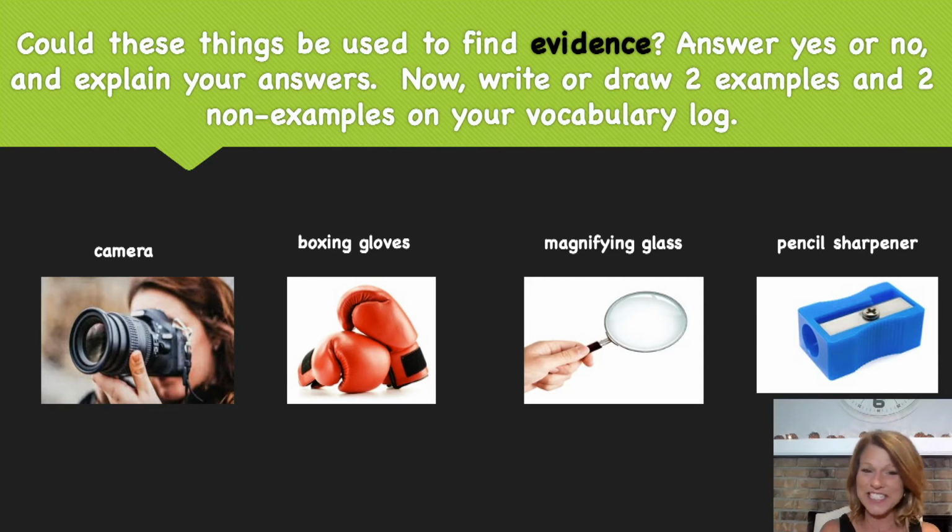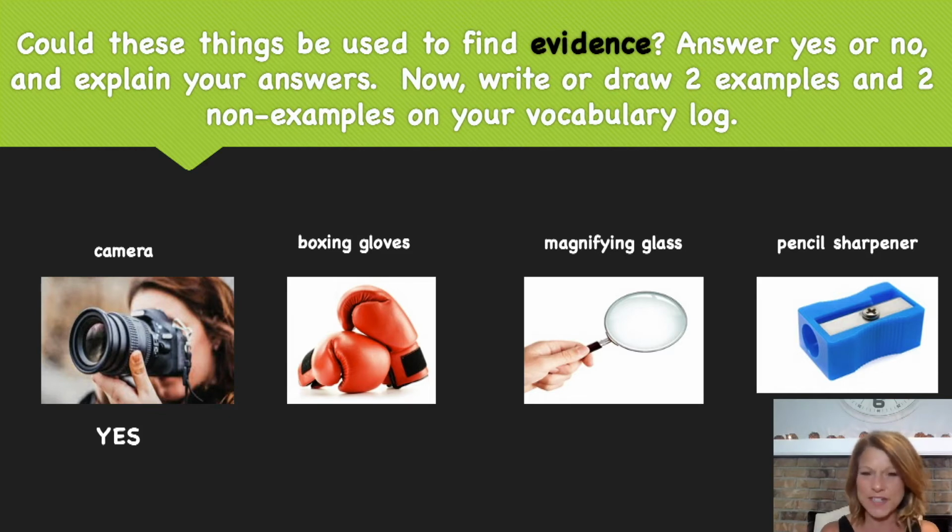Take a look at these pictures. Could these things be used to find evidence? What do you think? Yes or no? The first one is a camera. Can we use a camera to find evidence or proof that something exists? Yeah, sure we can. We can take pictures and then provide that evidence or proof to others.